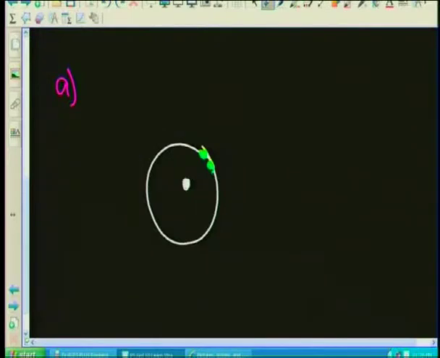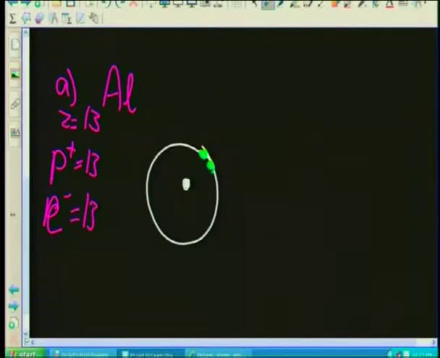Remember, that's where we started. Aluminium has an atomic number of 13, and we're not too worried about its mass number. The Z equals 13. The number of protons is equal to 13, and that means the number of electrons is also equal to 13. So we've got 2 of those, 11 to go.